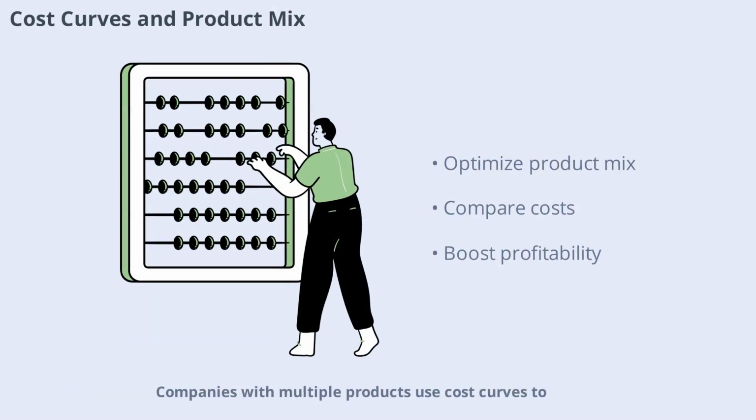Companies with multiple products use cost curves to decide which items to produce more or less of. By comparing marginal costs and revenues for each product, they can optimize their product mix and boost overall profitability.